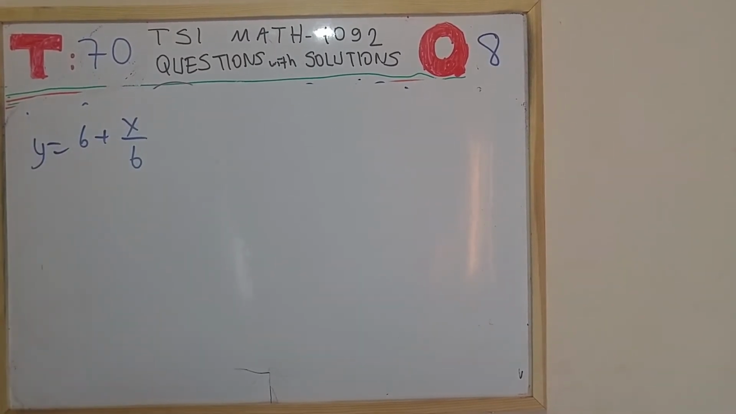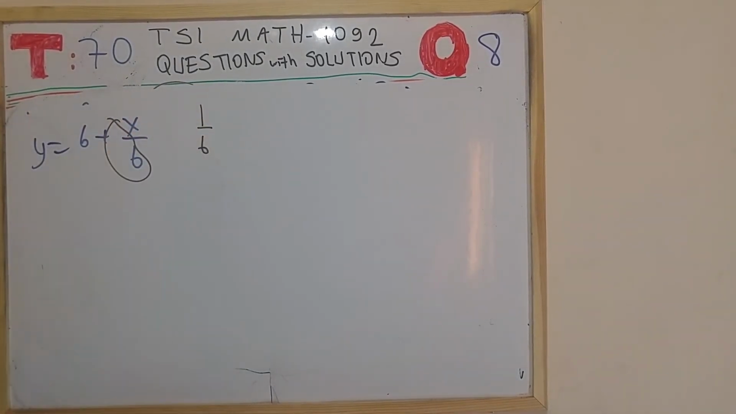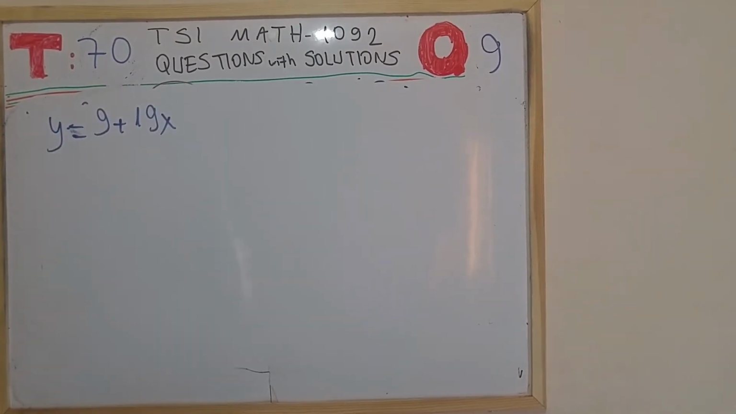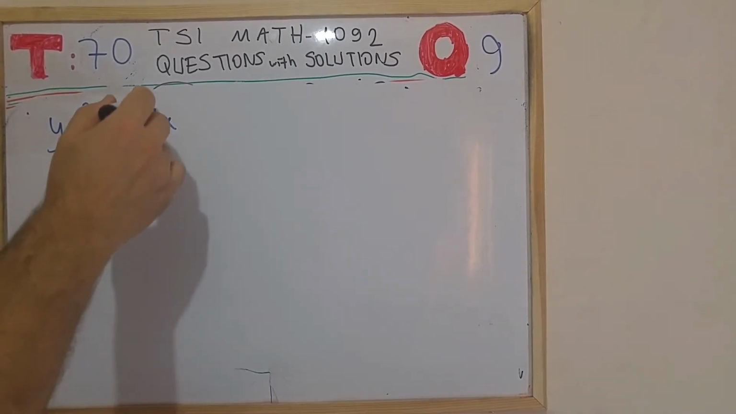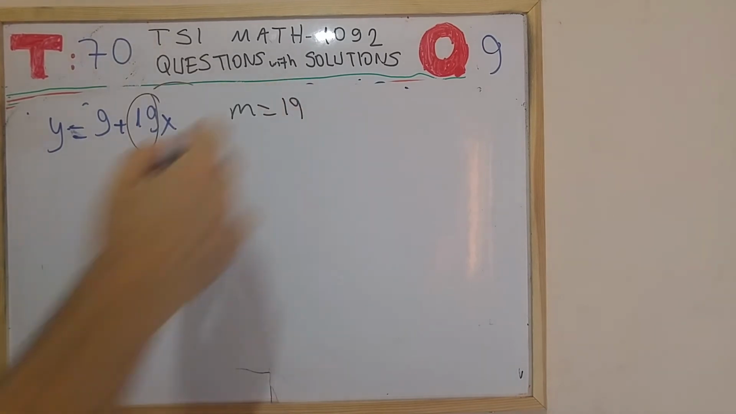The coefficient of x here is equal to 1 over 6. That's why the slope is equal to 1 over 6. The slope is equal to the coefficient of x, and the coefficient of x, as you see, is 19, so the slope is equal to 19.